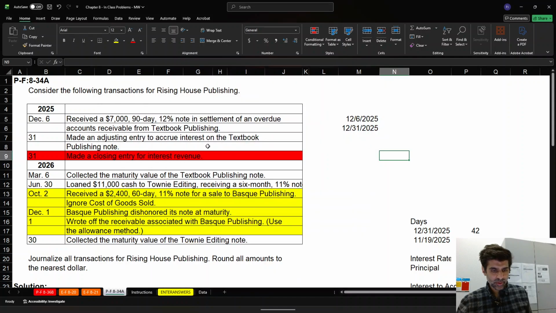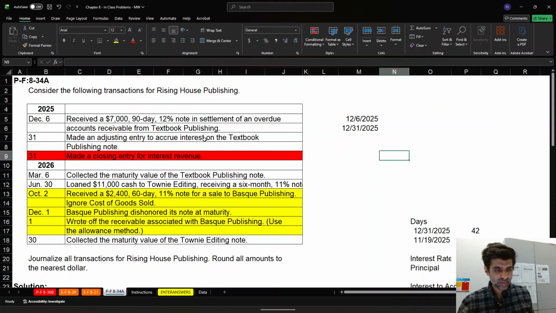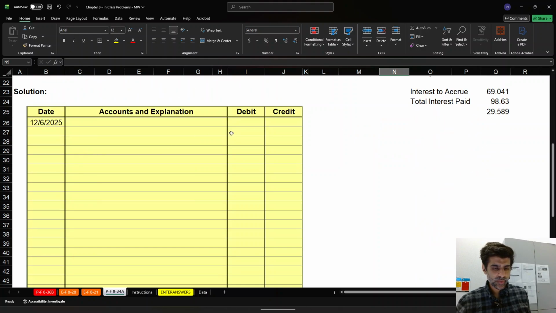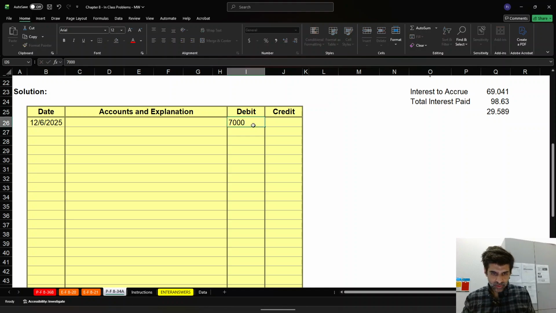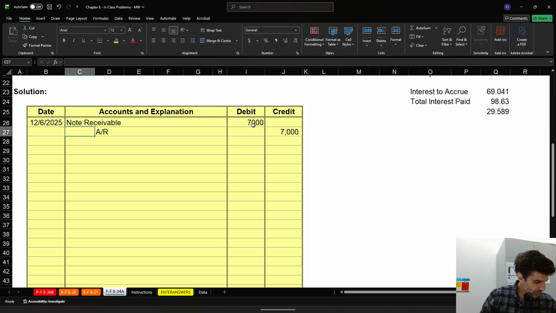Okay, so let's just do this first one, and again, this should be review because we just did a very similar one. We're receiving a note in settlement for an overdue account receivable. It's going to be $7,000, and we're basically removing an account receivable and replacing it with the note receivable. Everyone good with that?